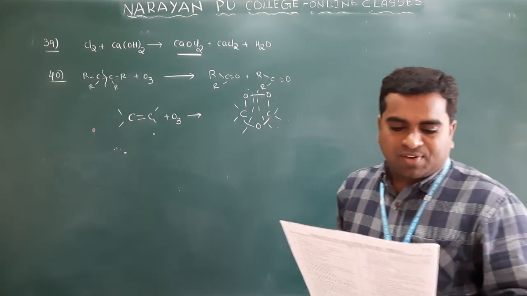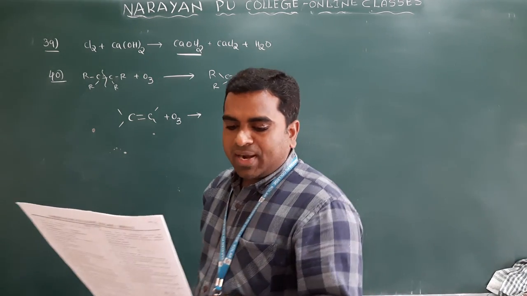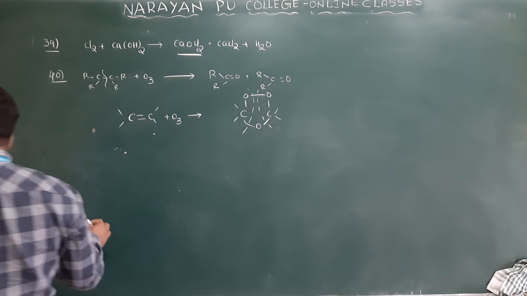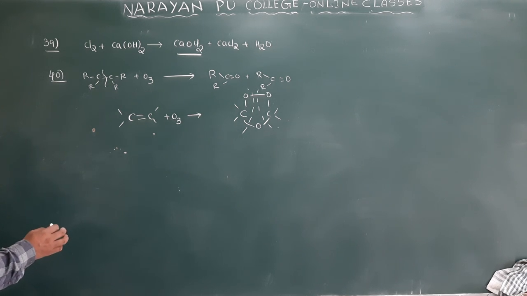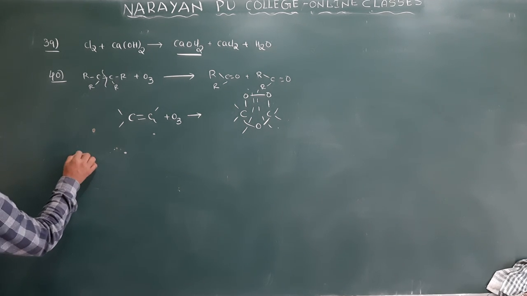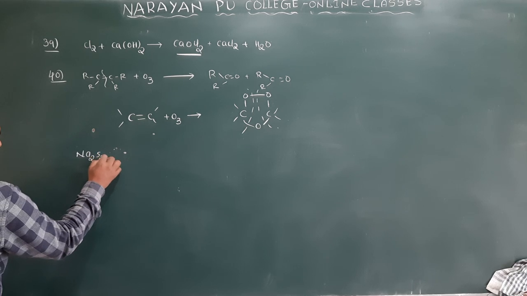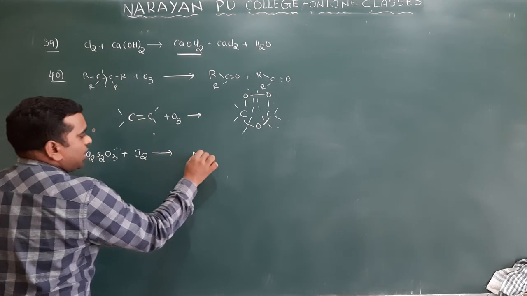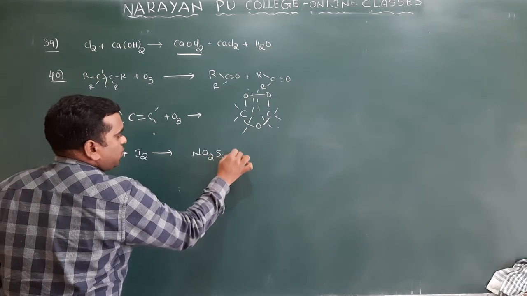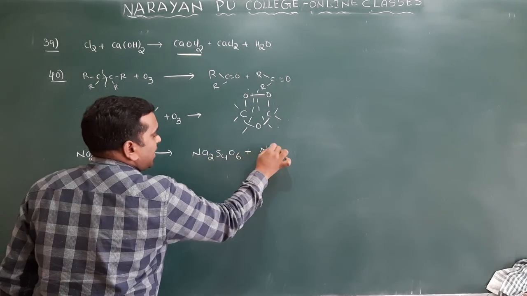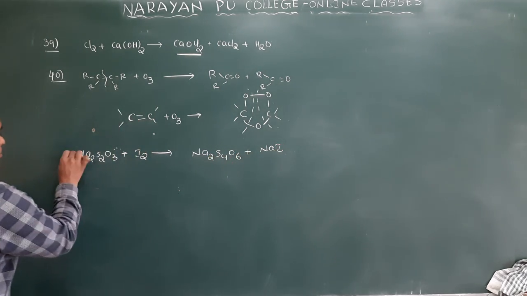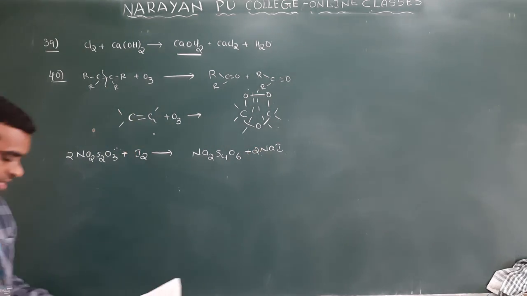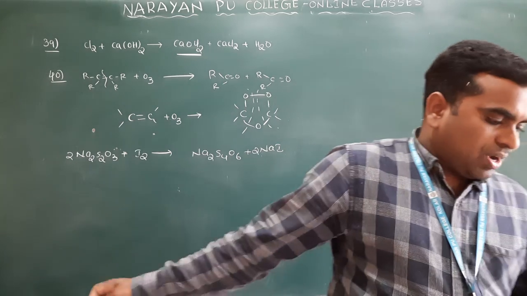Sodium thiosulfate reacts with iodine to form sodium tetrathionate and sodium iodide. This is also correct because we already discussed this. Na2S2O3 reacted with iodine gives Na2S4O6 plus 2 moles of sodium iodide. Clear? Estimation of iodine, we have discussed this one.